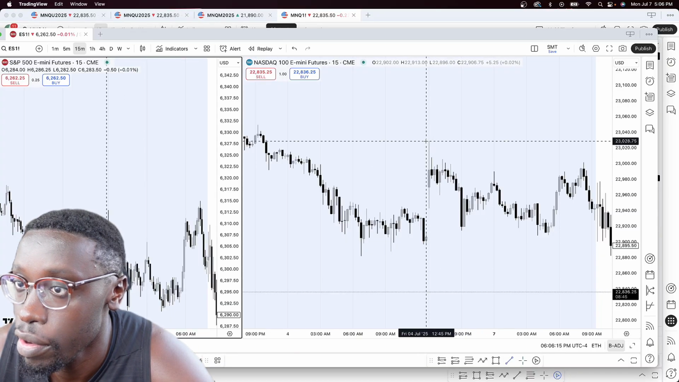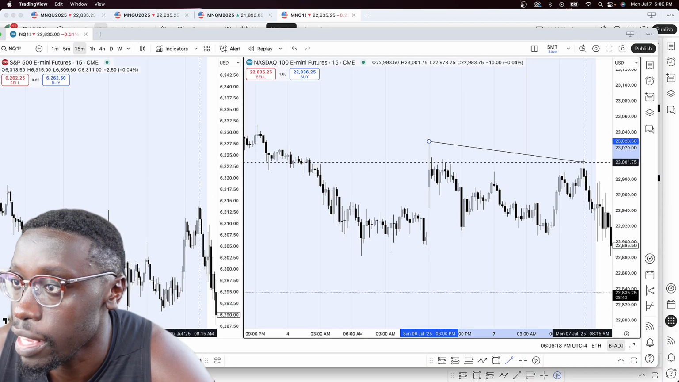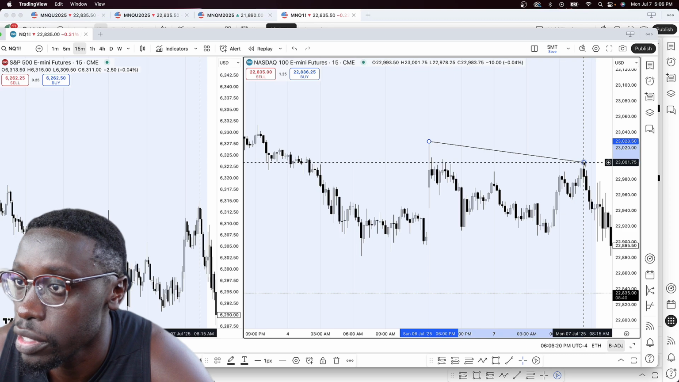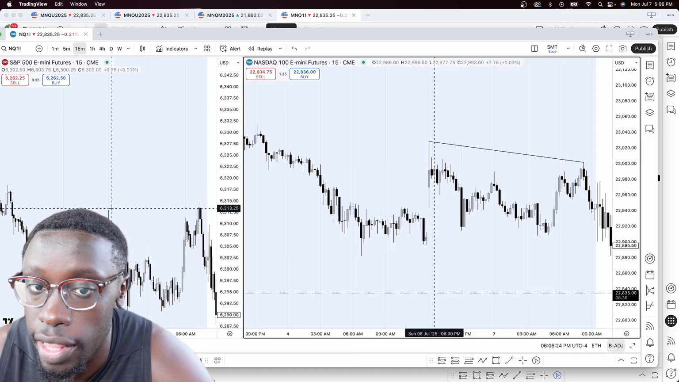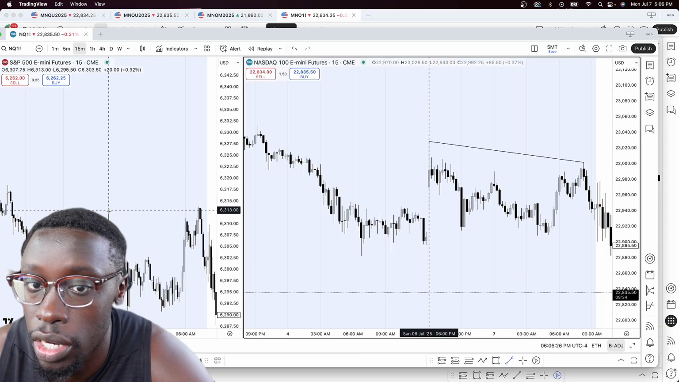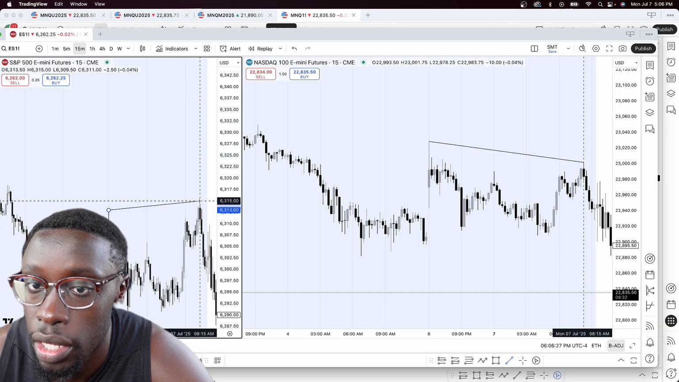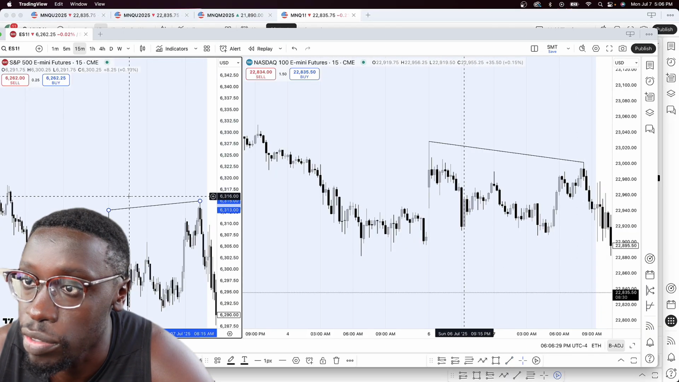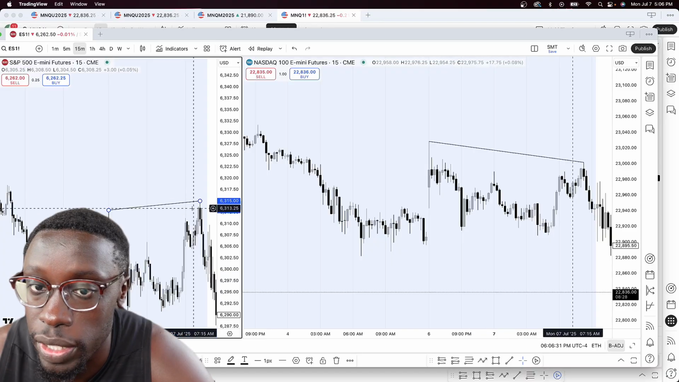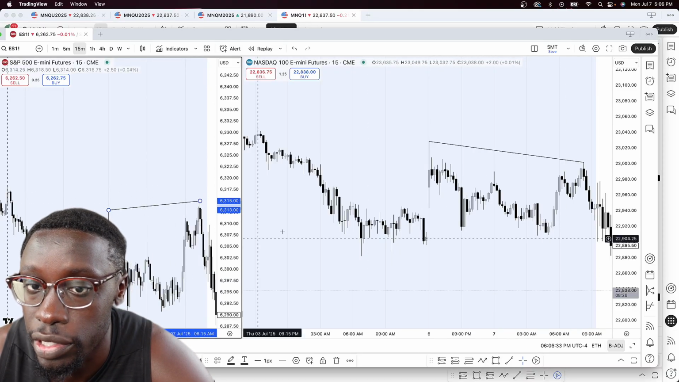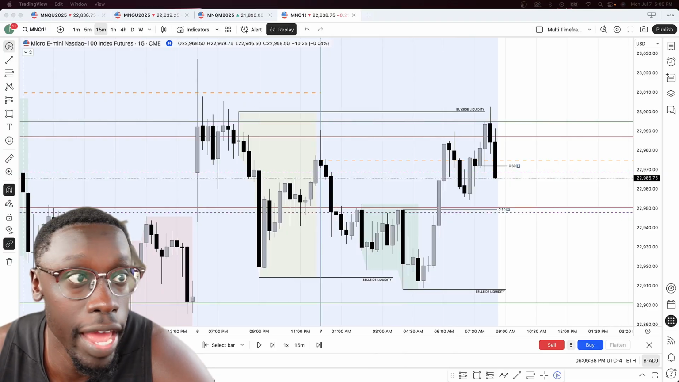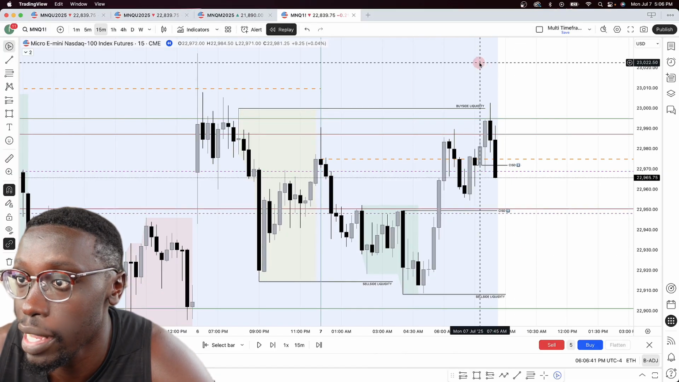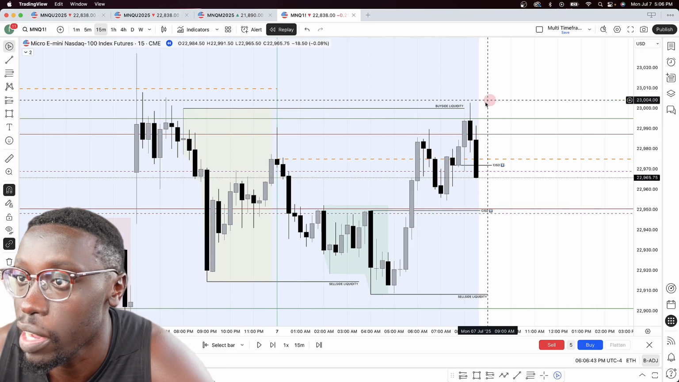This high here was not taken yet on the S&P 500. I'm sorry, on the NASDAQ. While on the S&P 500, that same high from our overnight opening price was swept. So that is an SMT divergence. In this case, it's a bearish one. So that kind of gave me a short bias going into this morning, right?